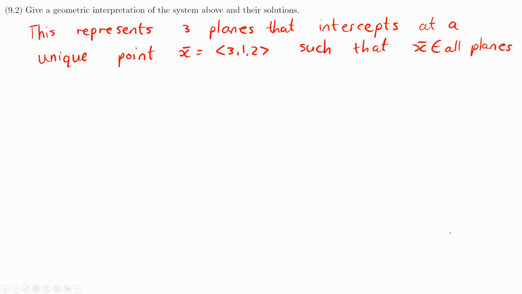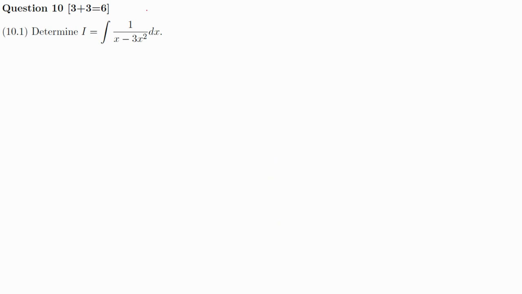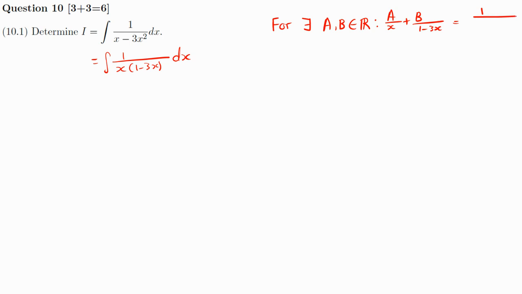Perfect. So now question 10. Determine I if we have this. So first of all, let's go factorize the bottom. Then we'll have 1 over x(1 minus 3x) dx. So this gives me a clue that we're going to use partial fractions first. So for some a, b that are elements of R, we have a over x plus b over 1 minus 3x will be equal to 1 over x(1 minus 3x).